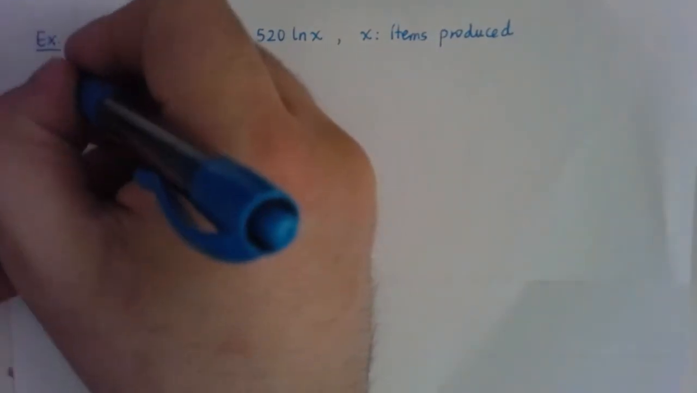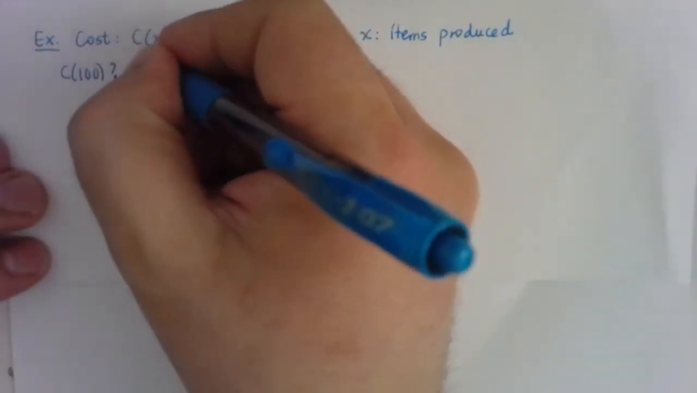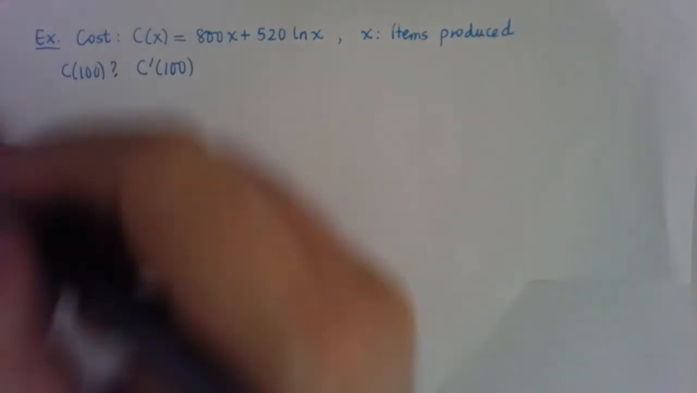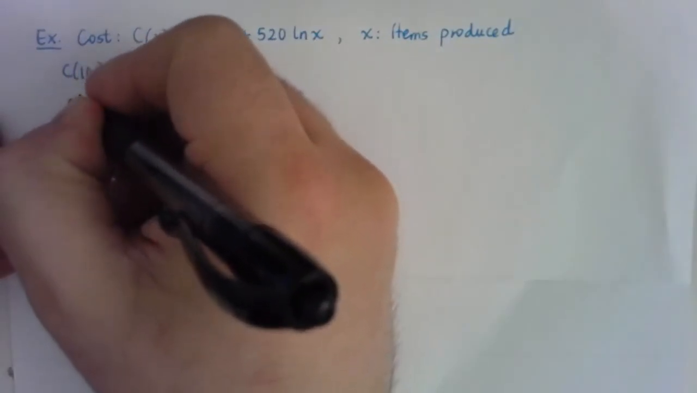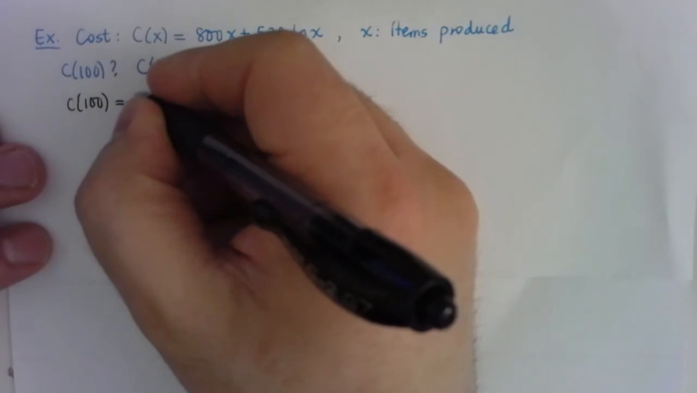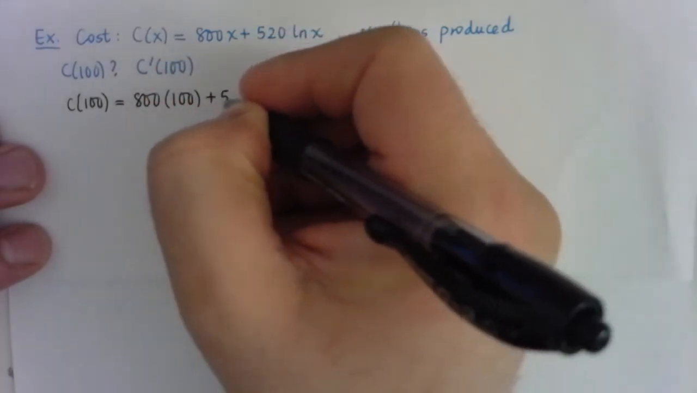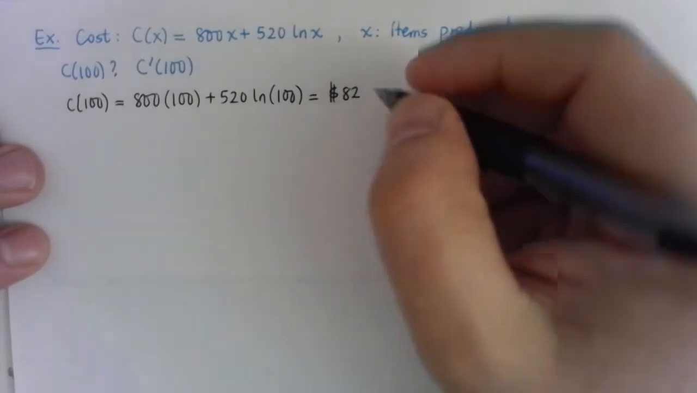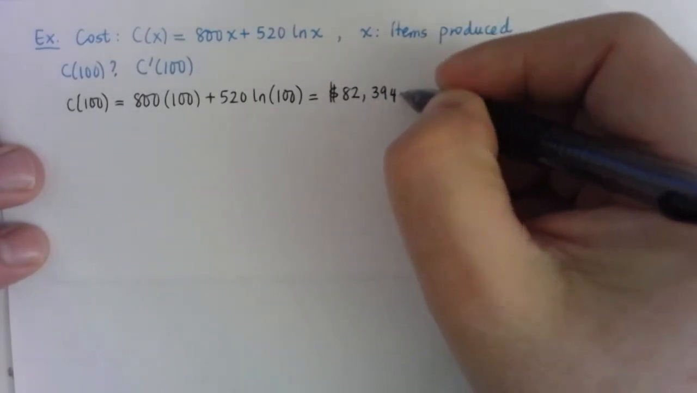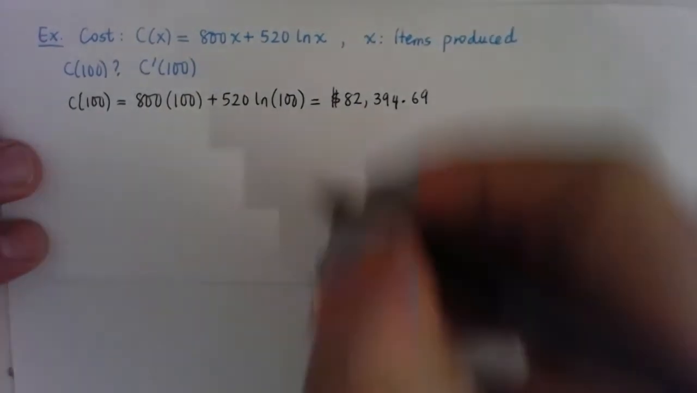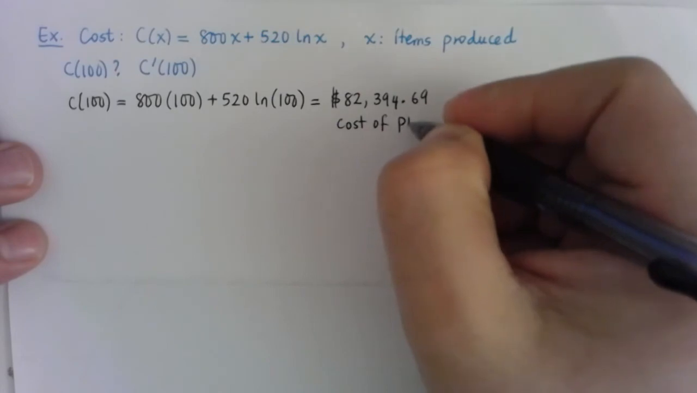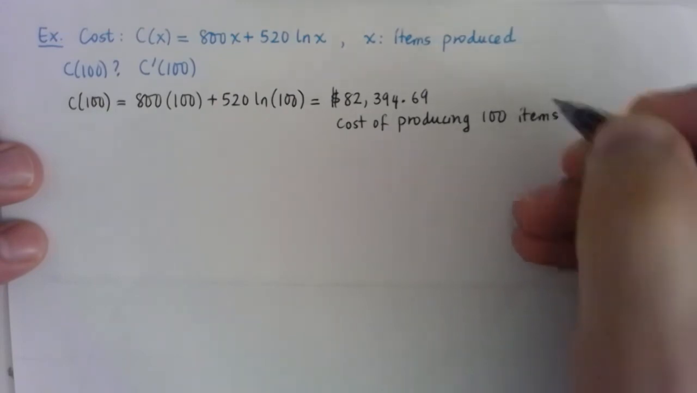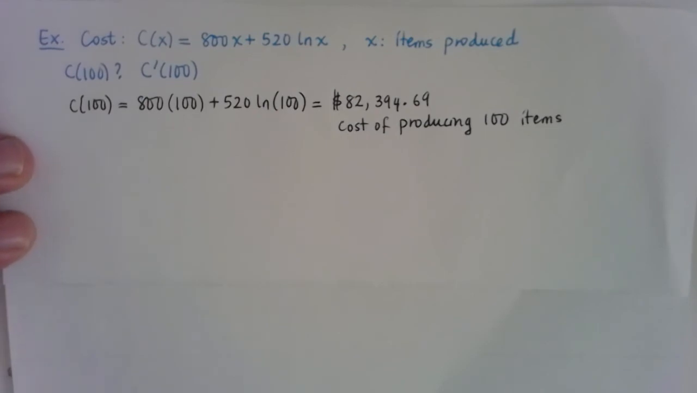So the first question is this: what is c of 100 and what is c prime of 100? And we're going to write the meanings for them. So the first one is really simple. C of 100, you'll simply plug in 100 in the function. So it's 800 times 100 plus 520 times ln 100, which gives us $82,394.69. This is the cost of producing 100 items. Okay, could be a machine, something a little bit expensive, but yeah.